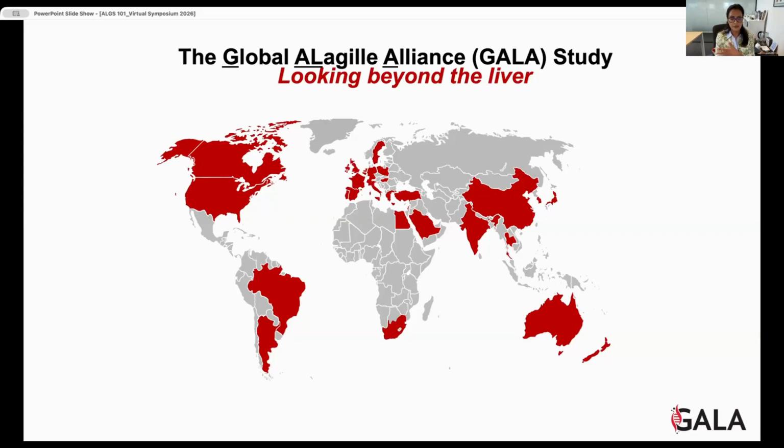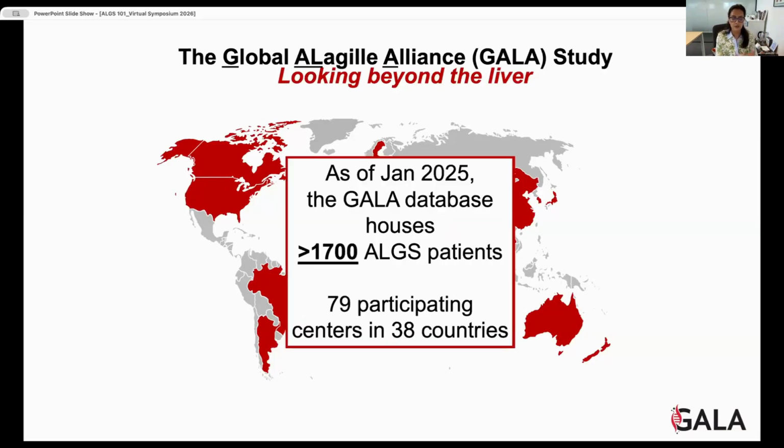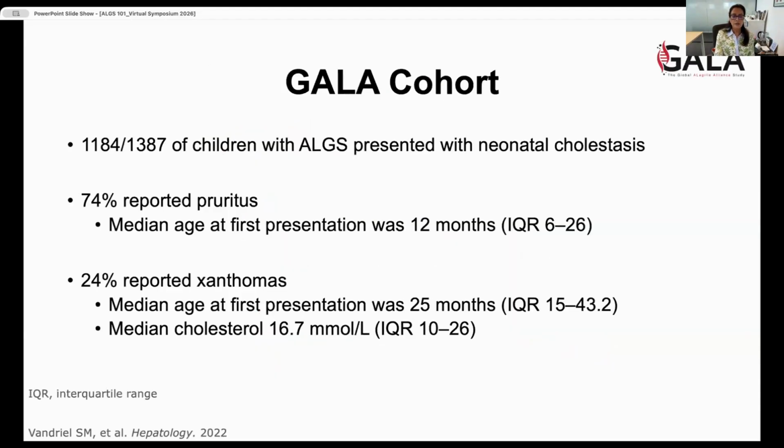And Quinn, later on this morning, will talk to you more about GALA, but what I wanted to say is that we have now collected data on more than 1,700 patients with Alagille syndrome from almost 80 participating centers in almost 40 countries. So this is what we hope and think is a very representative view of Alagille syndrome in the world. And the first time we looked at the data set, we looked at almost 1,200 patients with Alagille syndrome. We saw that about 3/4 were reporting pruritus and about 1/4 had xanthomas.